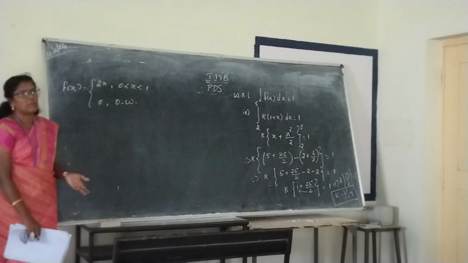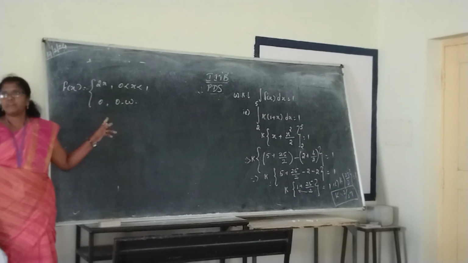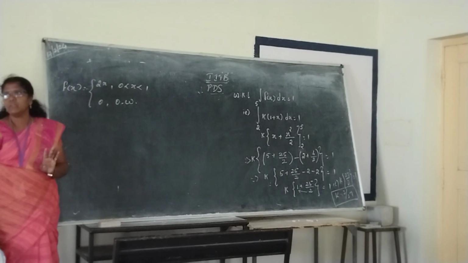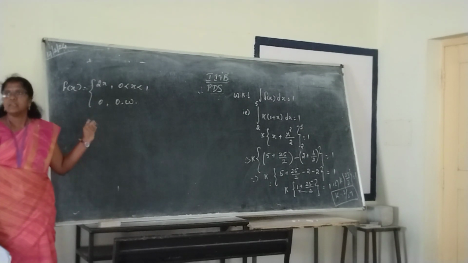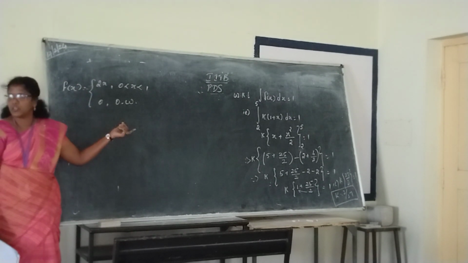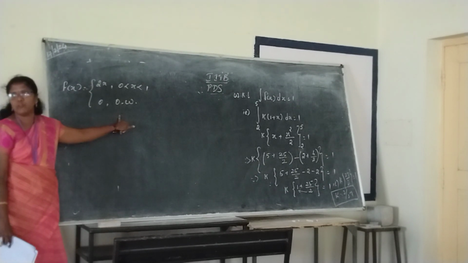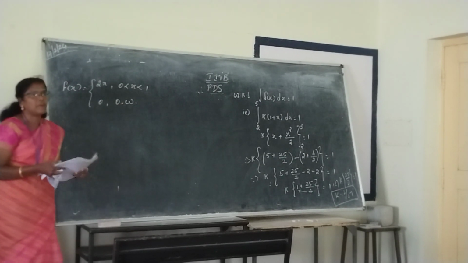Otherwise means what is the meaning? Where it is defined, 0 to 1. Other than this, all the other ranges will be 0. For greater than 1 it will be 0, for less than 0 it will be 0. It is defined only in this interval. Okay, maybe given the words as otherwise or something else, it's okay. Question fine.